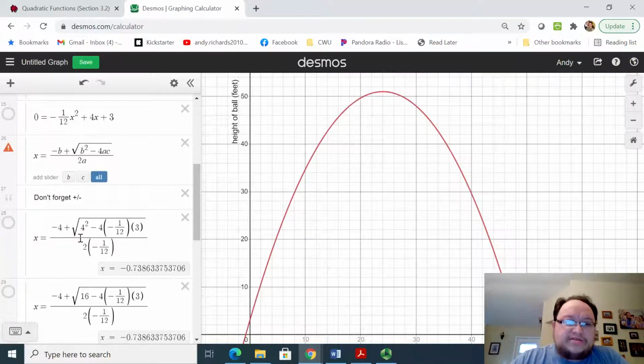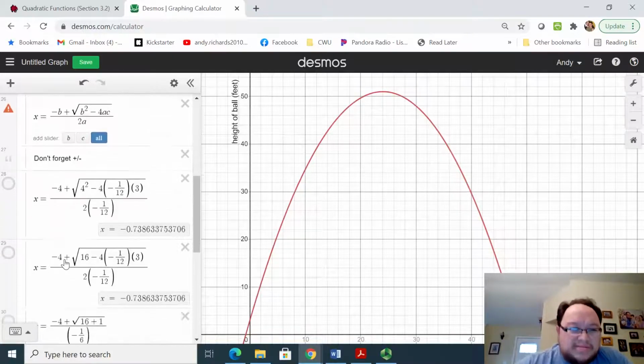this would be negative 4 plus 4 squared minus 4. A is this negative 1/12, and then c is 3, all over 2 times, here's my a, which is negative 1/12 once again. Now again, it's going to spit out an answer with it, but I actually think that's not a good way to do math, right? If you just kind of trust your calc, it might do something wrong.